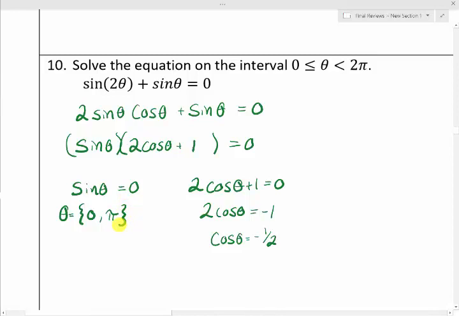Then I want to look at my cosine of theta equal to -1/2. What angles between 0 and 2 pi make cosine of theta equal to -1/2? Well, that's going to be theta equal to 2 pi over 3 and 4 pi over 3.